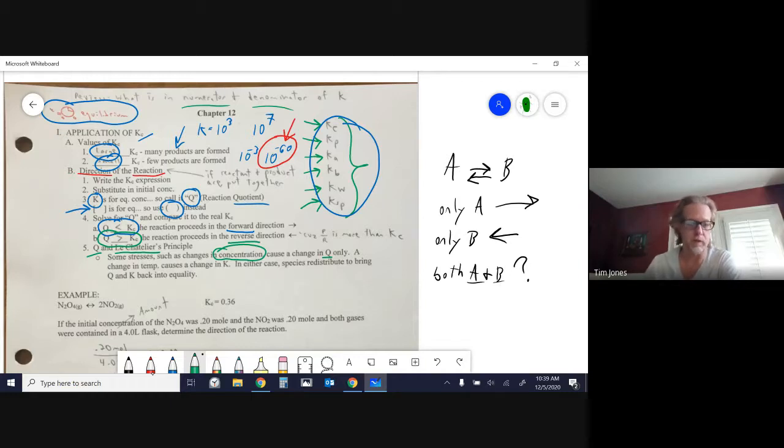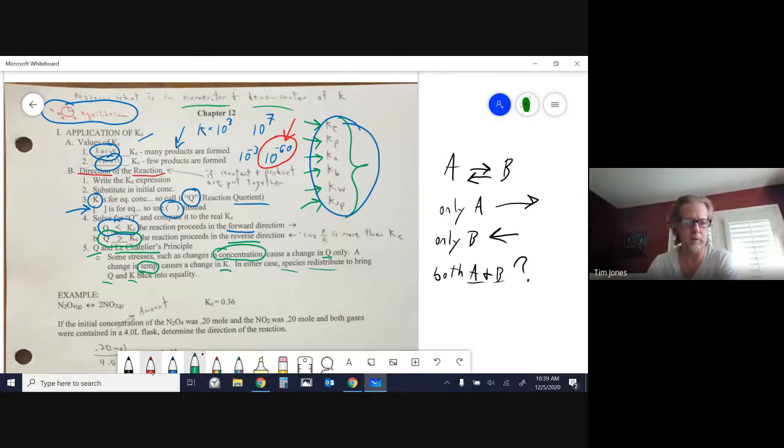But other stresses like temperature, the temperature actually changes the K value. And like it mentions, in either case, the species redistribute. That's a fancy way of saying it starts to react more aggressively in one direction until these become the same, which means you're at equilibrium.